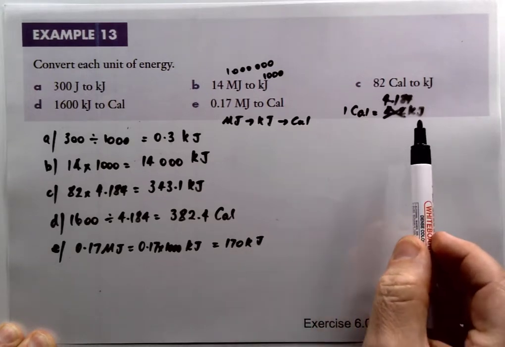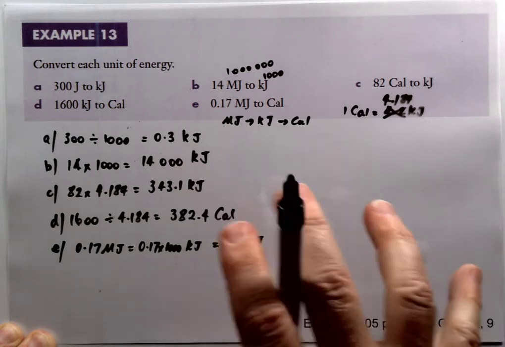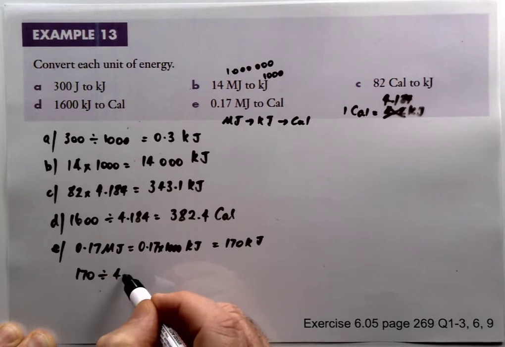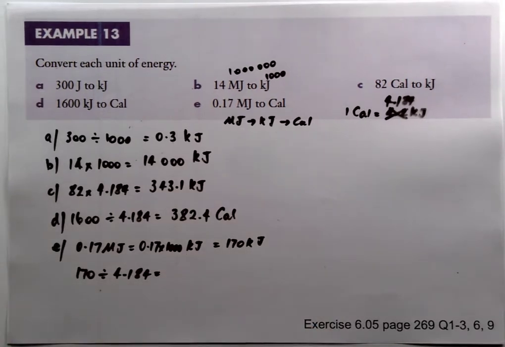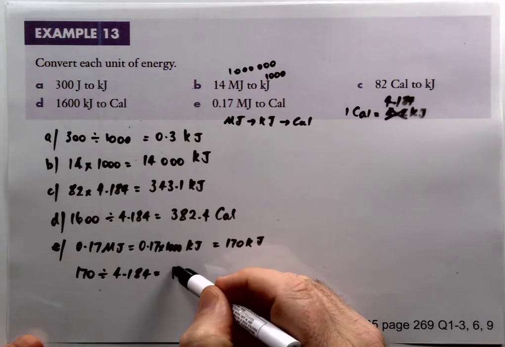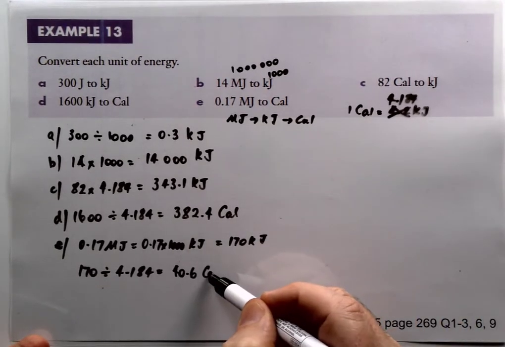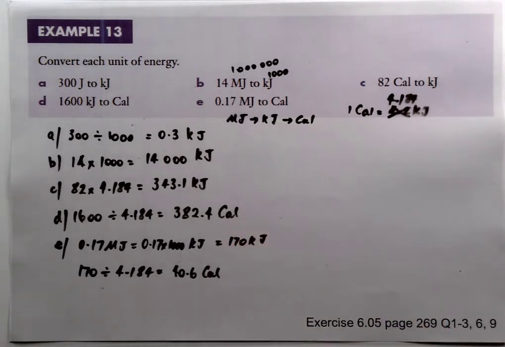Now we can convert kilojoules to calories. Again, a calorie is a bigger unit, so we need to divide by the 4.184. Again, just go to your calculator, so 170 divided by 4.184. Okay, so we've got 40.6, and that final answer is in calories. So 0.17 megajoules is the same as 40.6 calories.